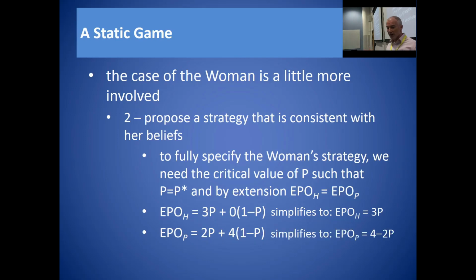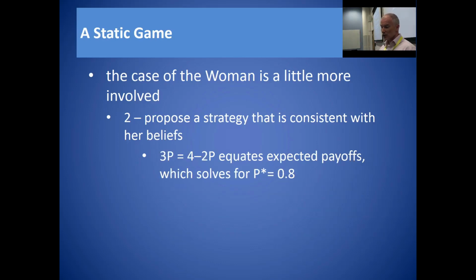So now we know, for the woman, her expected payoffs. Going to the hotel, it's 3p. Going to the party, it's 4 minus 2p. So what did we want to do? We then wanted to find that crucial value of p star. So what did we say we do? Well, we equate these two. If you equate 3p, the expected payoff of going to the hotel, and 4 minus 2p, the expected payoff of going to the party, and solve that, that gives us our crucial probability of p.